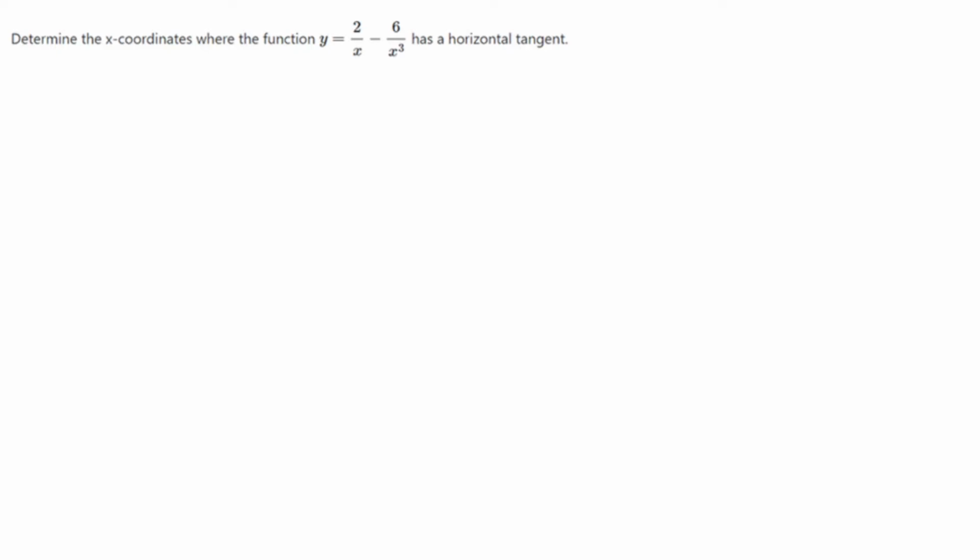Determine the x-coordinates where the function y equals 2 over x minus 6 over x cubed has a horizontal tangent. So a horizontal tangent is going to be defined as the location on the tangent where the slope, or the derivative of y, so y prime, equals 0.